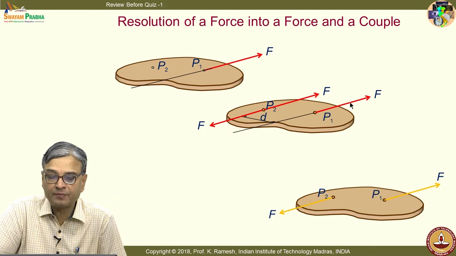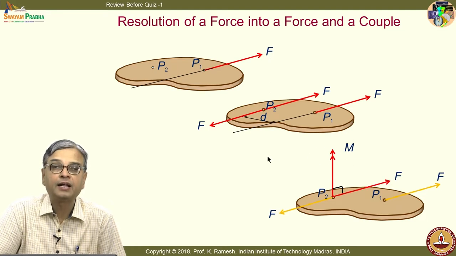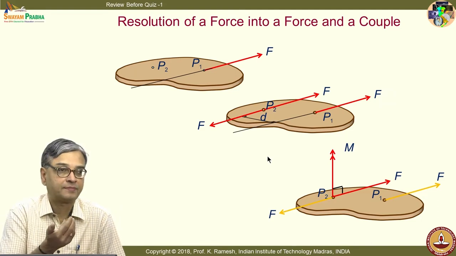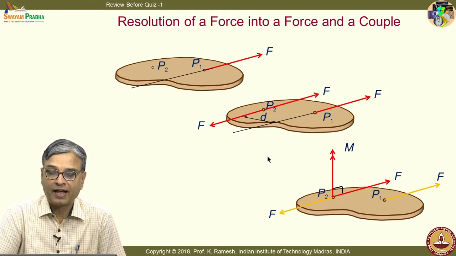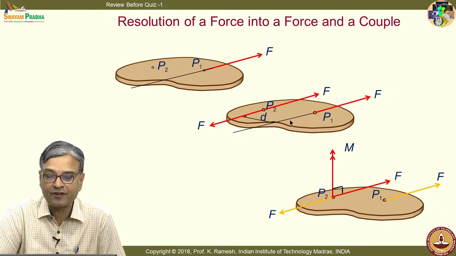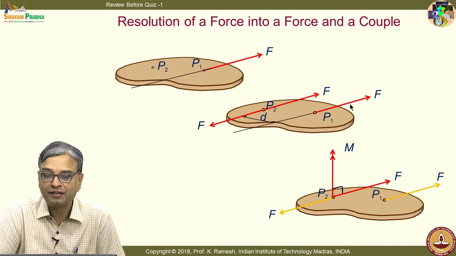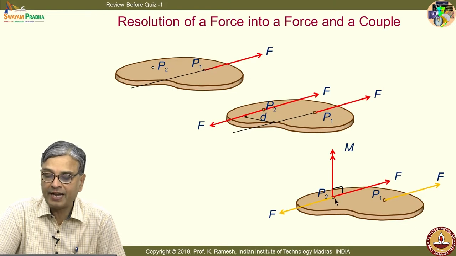sliding a force from this point P1 to P2, it actually amounts to, in addition to your force, you also have a moment. And we found that this is a free vector. I can slide the force along its line of action. It's fairly simple, but if I have to move the force from point P1 to P2, if I have to maintain the external effect, I have to have a force as well as a couple.